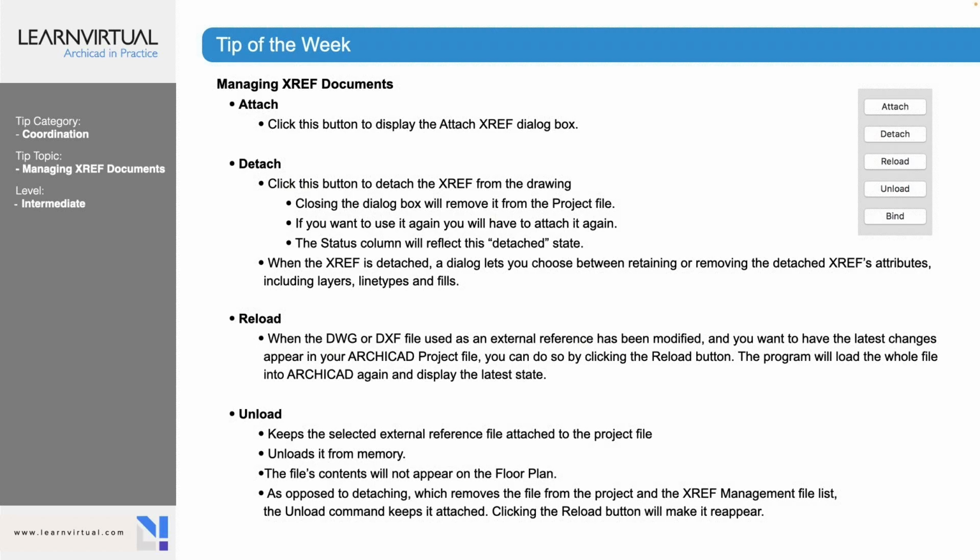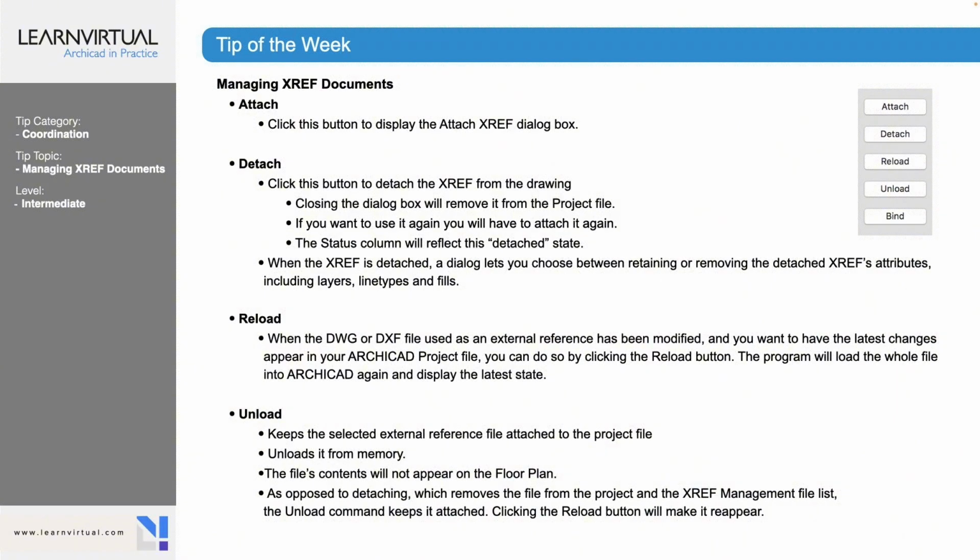When the X reference is detached, the dialog will also let you choose between retaining or removing the attached X reference attributes, including layers, line types, and fills. This is important to remember because when you attach it originally, it will bring in layers, it will bring in line types, it will bring in fills. And when you detach it, you want to make sure to get rid of any of those that it brought in, typically. Now, you may want to keep those if those are specific things that you want. But oftentimes, you're going to want to also remove those attributes.